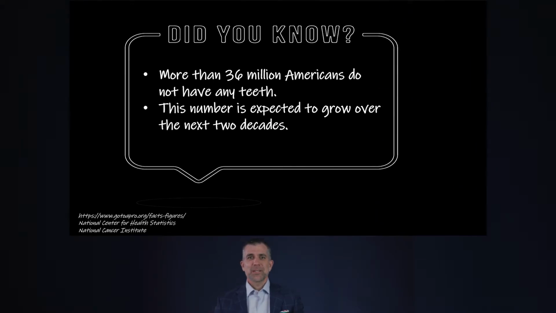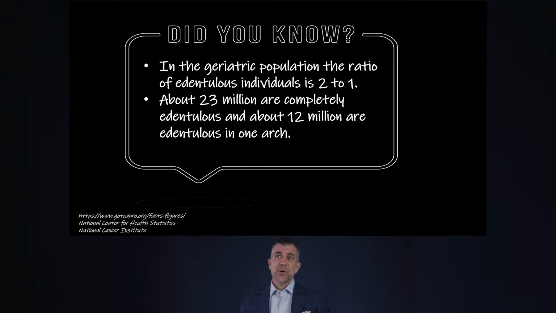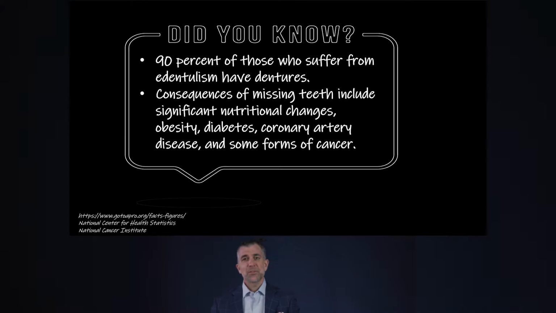First off, I'd like to start by looking at some facts. More than 36 million Americans do not have any teeth, and that number is expected to rise over the next 2 decades. In the geriatric population, the ratio of edentulous individuals is 2 to 1. About 23 million of this population are completely edentulous, and about 12 million are edentulous in one arch. 90% of those who suffer from edentulism have dentures. The consequences of missing teeth include significant nutritional changes, obesity, diabetes, coronary artery disease, and even some forms of cancer have been attributed to the lack of teeth.